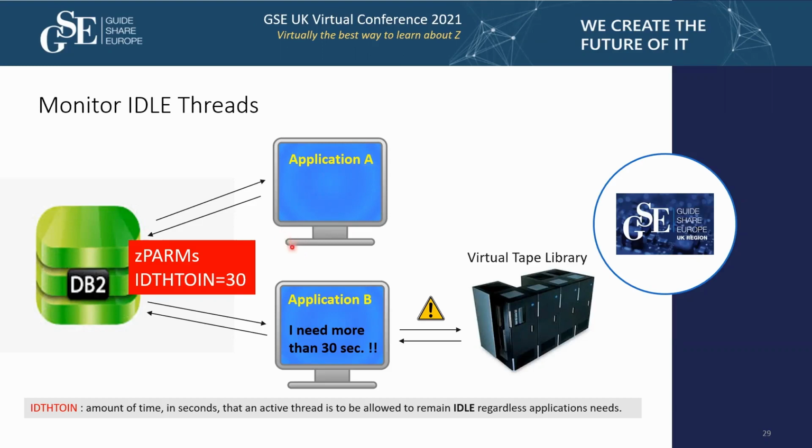But suppose, imagine a scenario where my transaction in application B needs to download a document that is stored, for example, in a virtual tape library. The tape library needs quite an amount of time to give back my document. So probably 30 seconds is too low. So for this specific application, I need more time than 30 seconds. So for me, 30 seconds is not an idle transaction in the case of the application B.